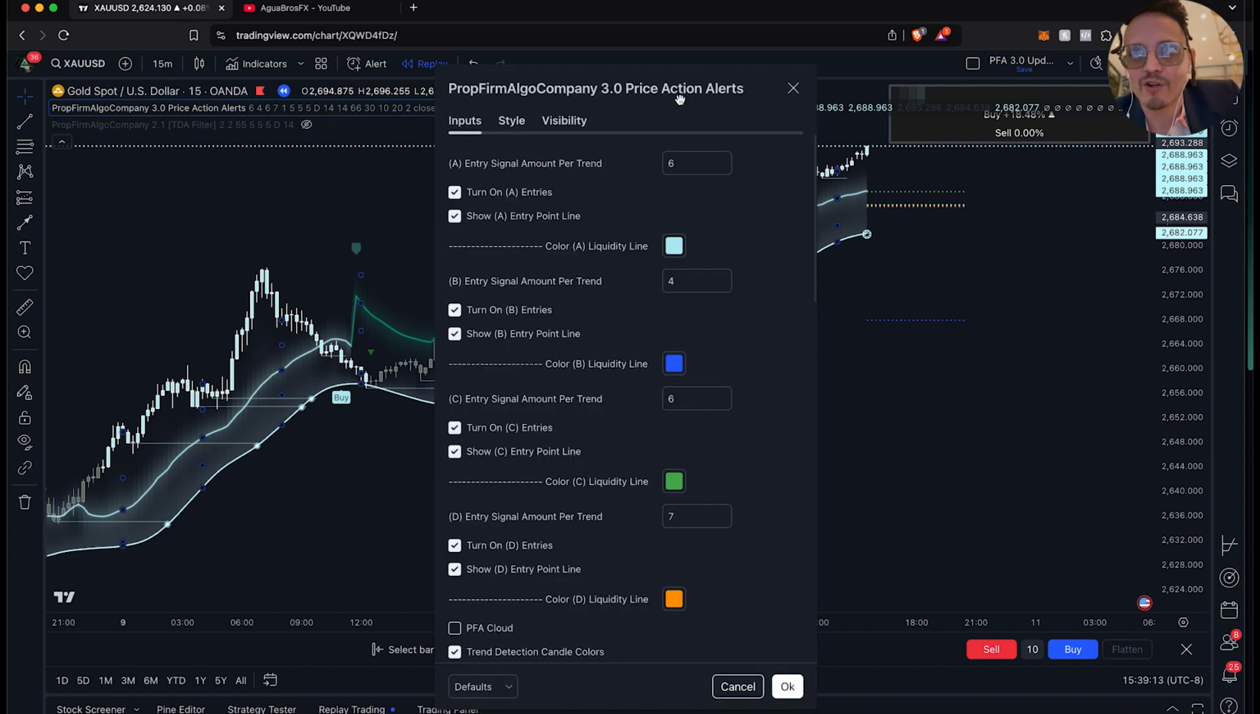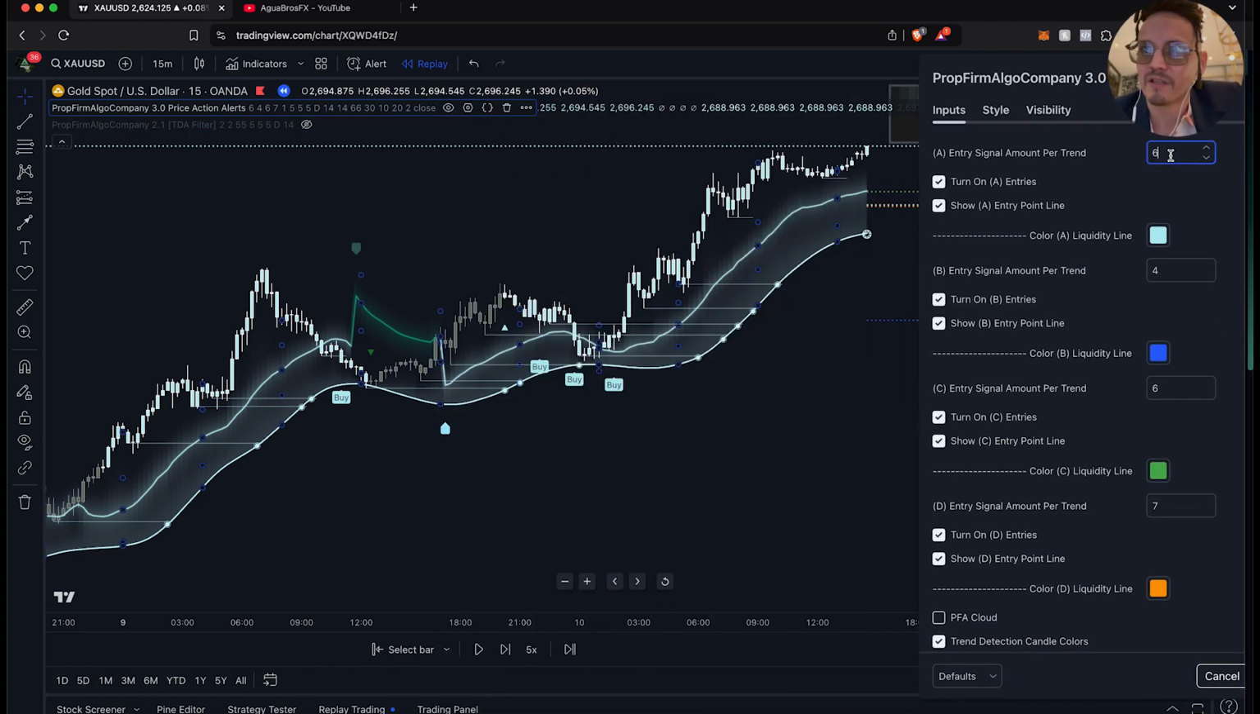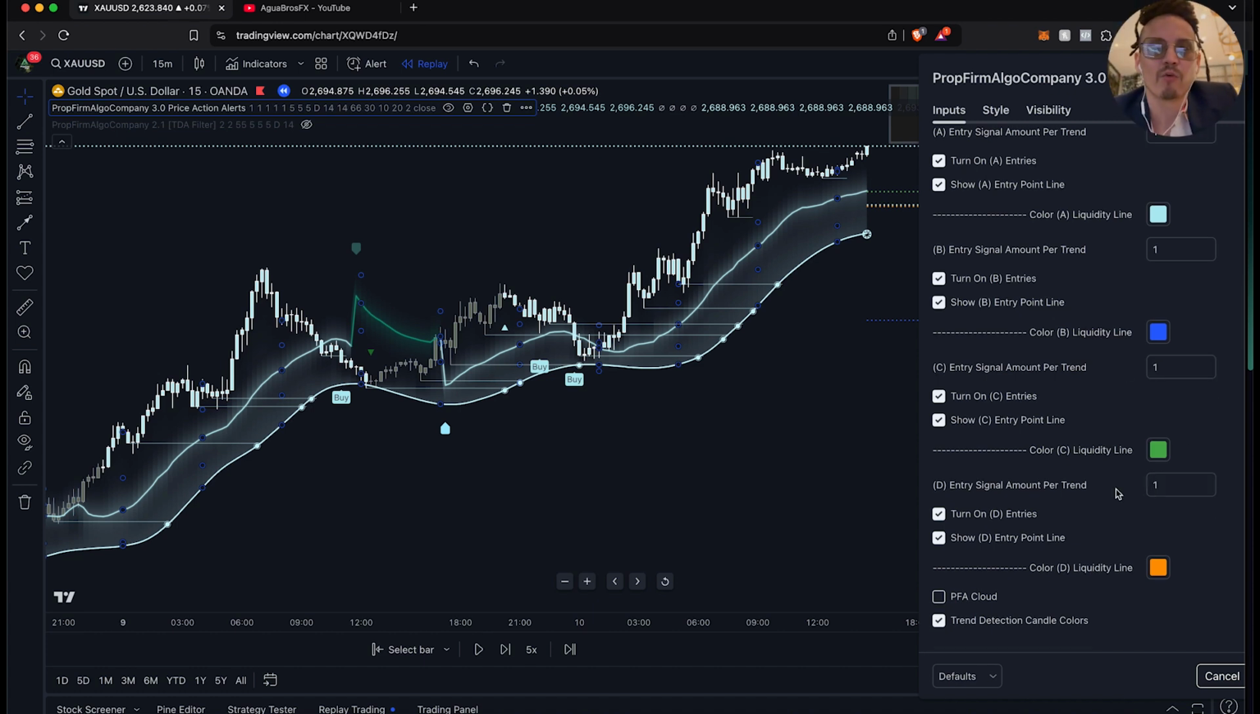So let's continue to go back in here, and I'm going to put this at 1. This is saying I only want one entry point for entry A. And now I'm going to say I only want one entry point for entry B. And I only want one entry point for entry C. And here I'm going to say I only want one entry point for D. So now I'm only going to get one signal per individual retest.